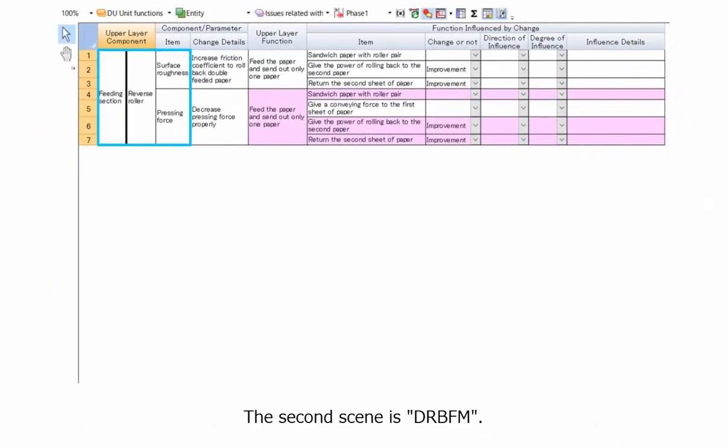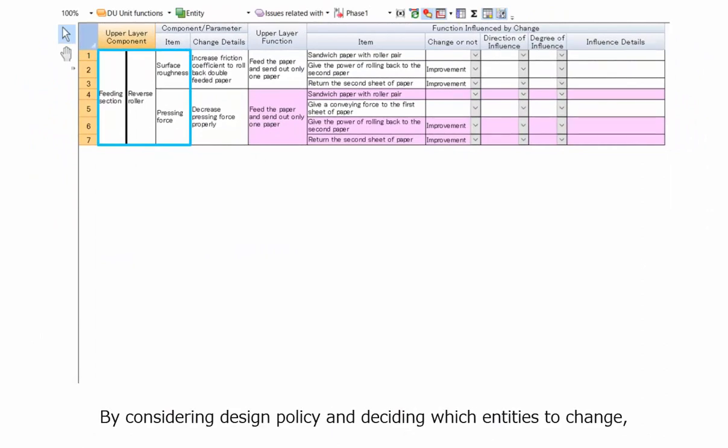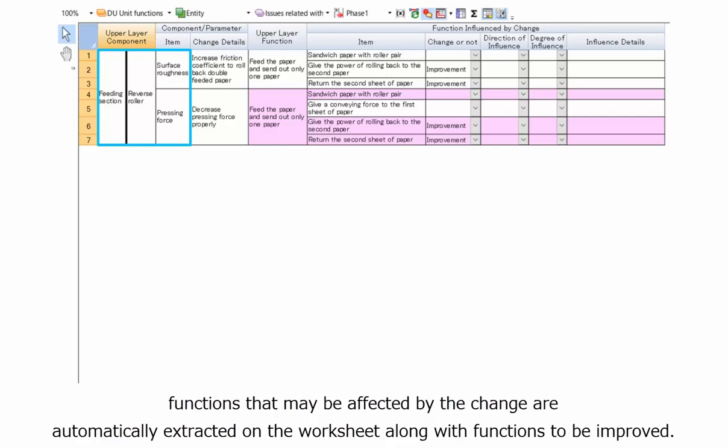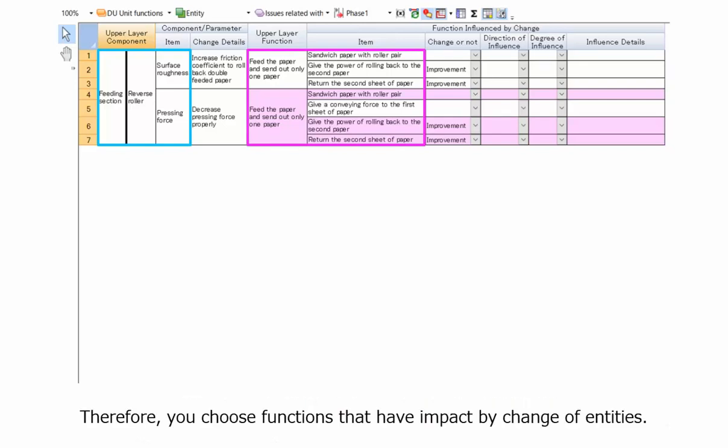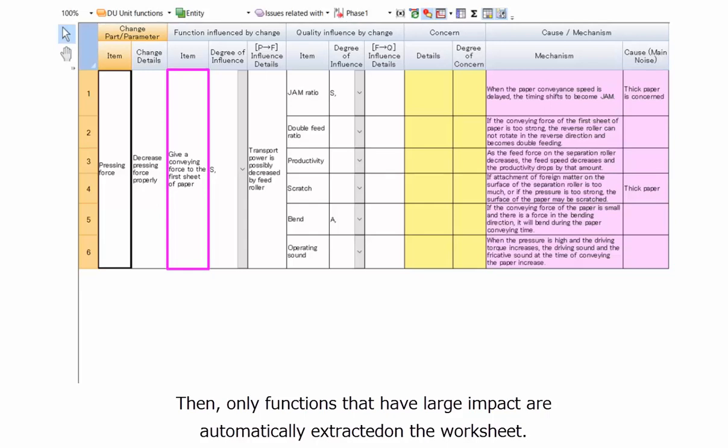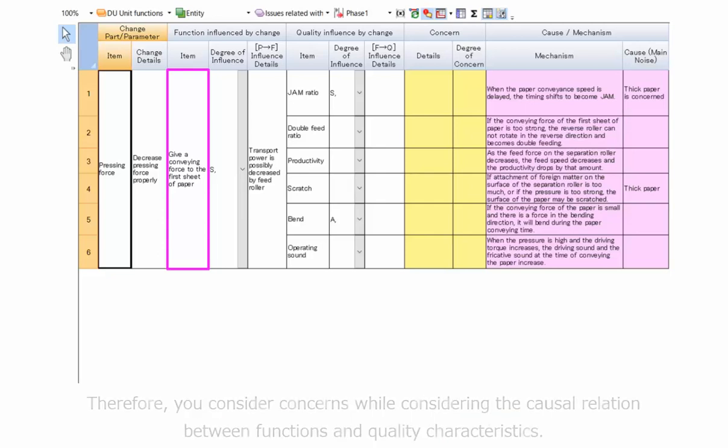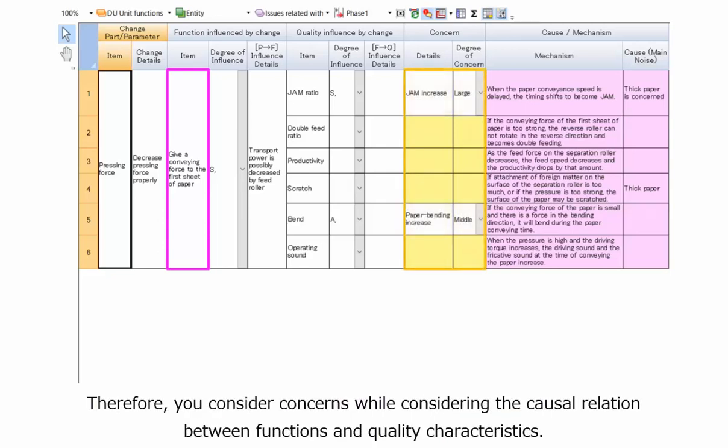The second scene is DRBFM. By considering design policy and deciding which entities to change, functions that may be affected by the change are automatically extracted on the worksheet along with functions to be improved. Therefore, you choose functions that have impact by change of entities. Then, only functions that have large impact are automatically extracted on the worksheet. Therefore, you consider concerns while considering the causal relation between functions and quality characteristics.